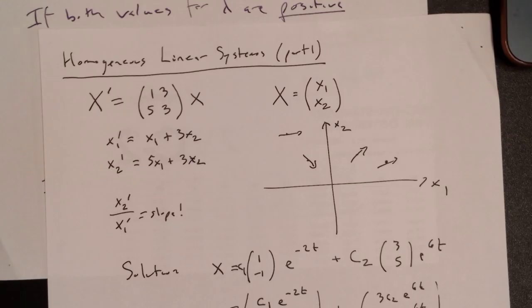Go back to Calc 3. When we did the second derivative test, we found these points where the first derivatives were 0, the critical points for fx and fy. We had to do it in 2 dimensions, right? We called them stationary points, not just critical points, for the same reason.